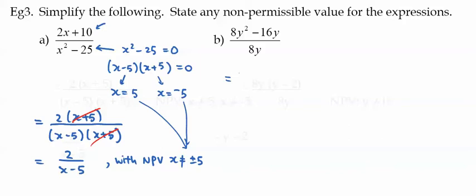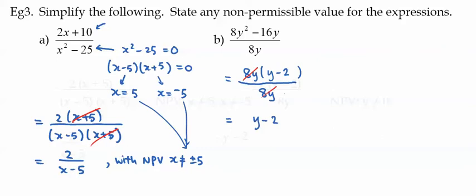In example 3b, looking at the numerator, we have 8y squared and 16y. Both of them are divisible by 8y. We can take out the GCF, and as you can see, there are things that we can reduce, and therefore giving us y minus 2 at the end. y minus 2 divided by 1, or simply y minus 2.